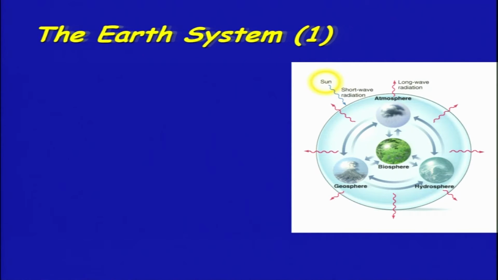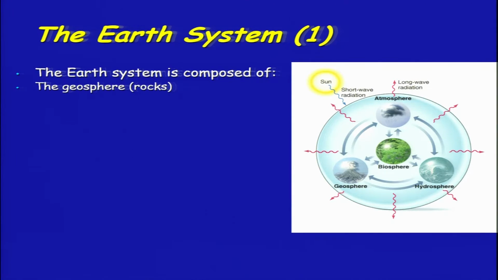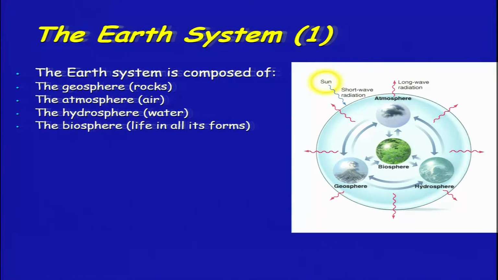So the Earth system, as a system, has the atmosphere, the geosphere, the biosphere, and the hydrosphere. These are all systems within the Earth system. In the geosphere, mostly we talk about the rocks, volcanic eruptions and all that. Atmosphere, we talk about air. Hydrosphere, we talk about water. Biosphere, life in all its forms.